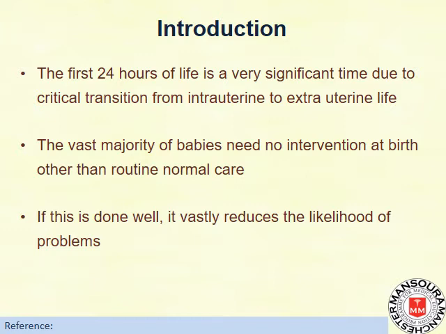In the first 24 hours of life, this is a significant time due to critical transition from the intrauterine to extrauterine life. The vast majority of babies need no intervention at birth other than routine normal care that occurs in 90% of cases. If this is done well, they vastly reduce the likelihood of problems.